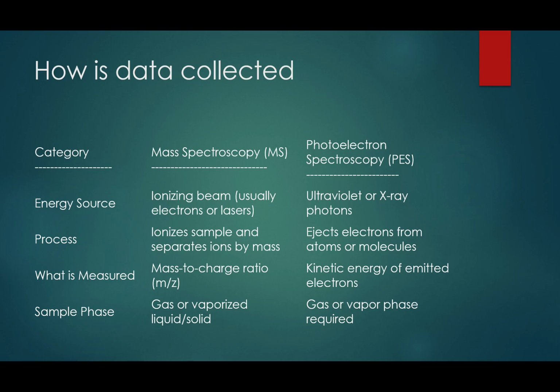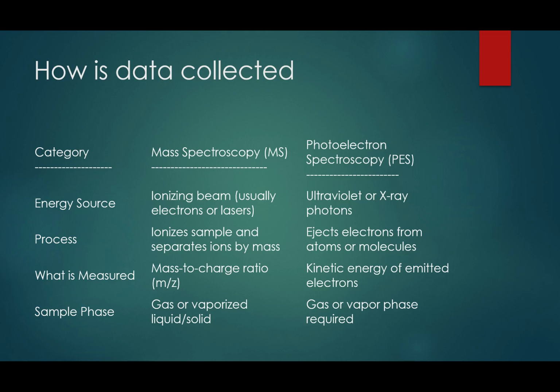Photoelectron spectroscopy, or PES, works differently. Instead of measuring ions, it shoots high-energy light, like ultraviolet or X-ray photons, at the sample. This causes electrons to be ejected from the atoms or molecules. The machine then measures the kinetic energy of those electrons. Since we know the energy of the incoming light, we can subtract and find out how tightly the electron is held, its binding energy.